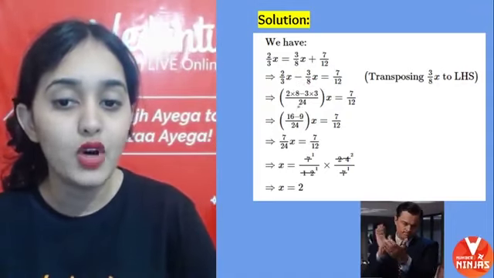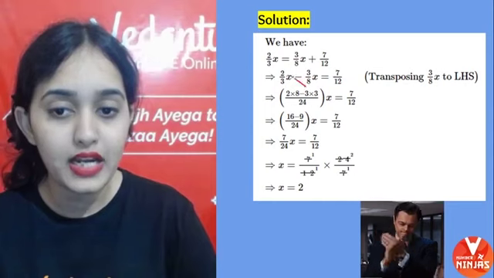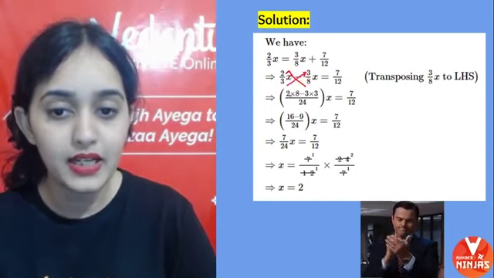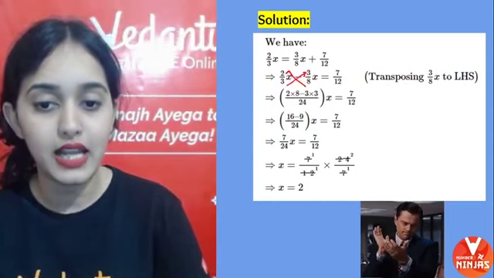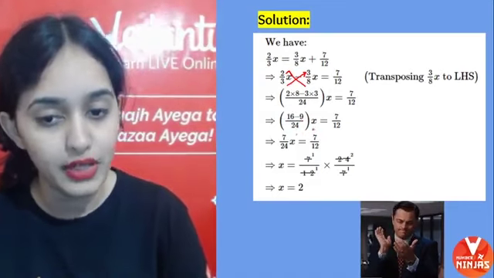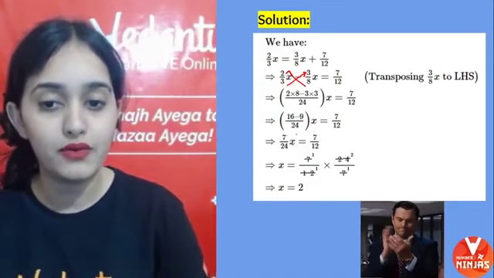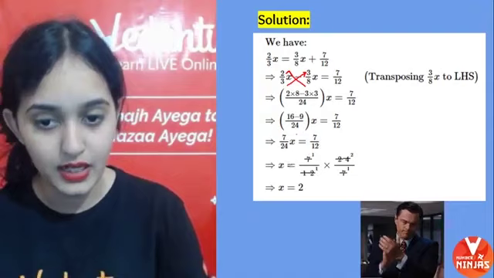So 8 and 3, what is the LCM? 24. So 8 will be multiplied, 3 will be multiplied here. So 2, 8 to the 16, 3 to the 9, 16 minus 9 divided by 24x. That became 7 by 24x is equal to 7 by 12.